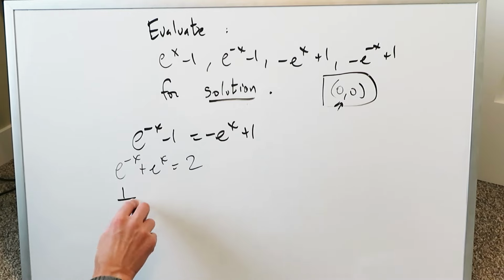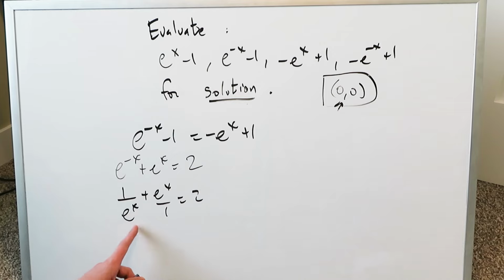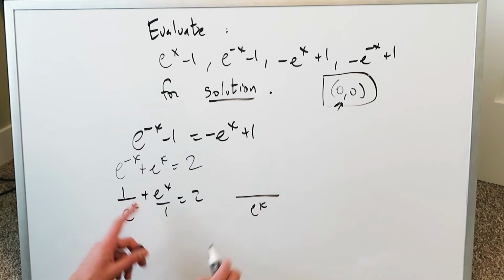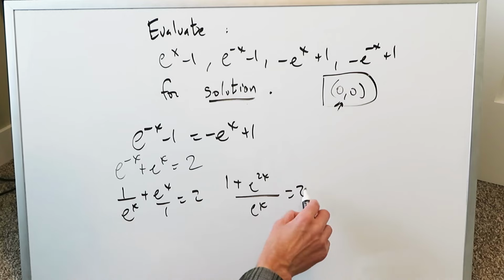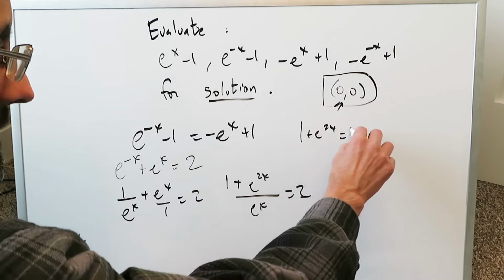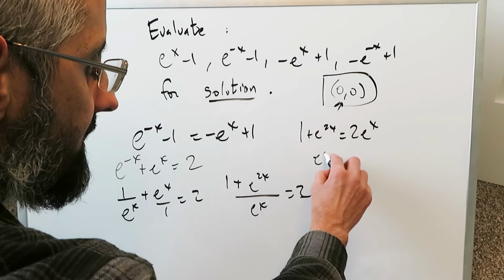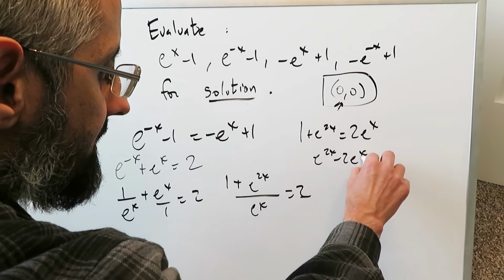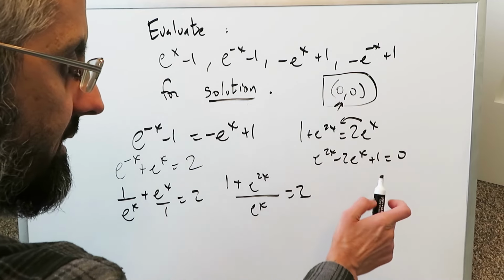Now do a common denominator here after you have gotten rid of that negative exponent. You'll have e to the x over here, you'll have 1 plus e to the 2x is equal to 2. Now take this on the other side. You'll have 1 plus e to the 2x is equal to 2e to the x. Now we have a little bit of work to do. You'll have e to the 2x minus 2e to the x plus 1 is equal to 0. I just took this back over here and I made a quadratic equation.